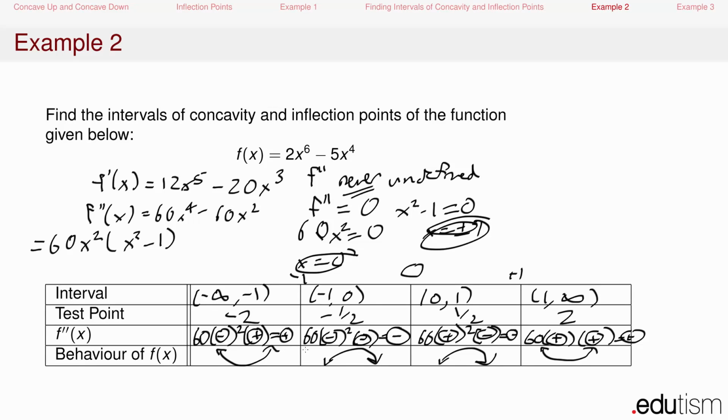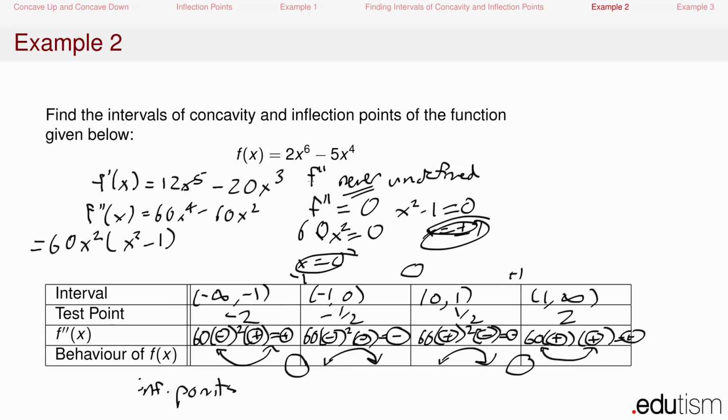So we have two inflection points. We have two places where the concavity changes. Here and here. There's no inflection point at 0 because it's concave down on both sides. So if I want to write out what my inflection points are, I've got to plug those two x values in and find the corresponding y values.